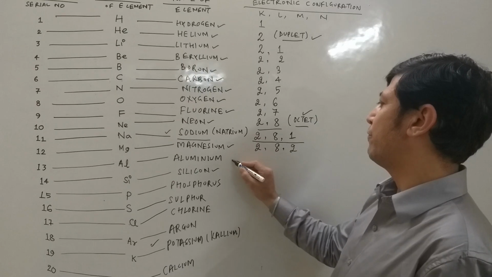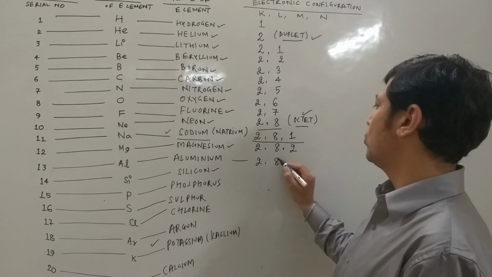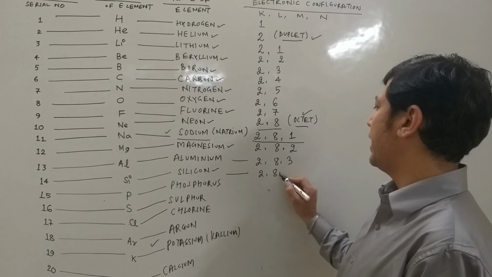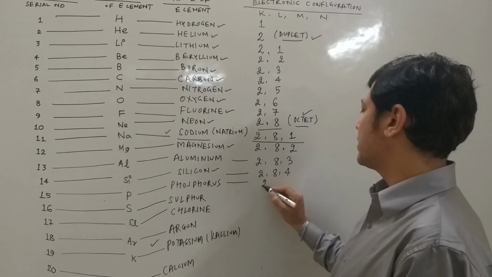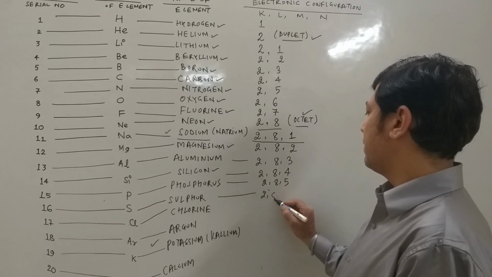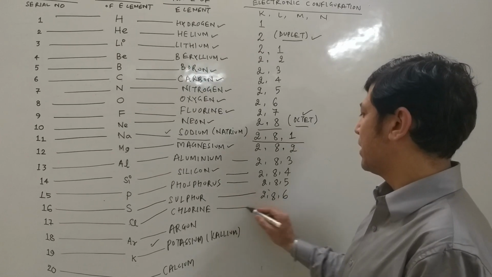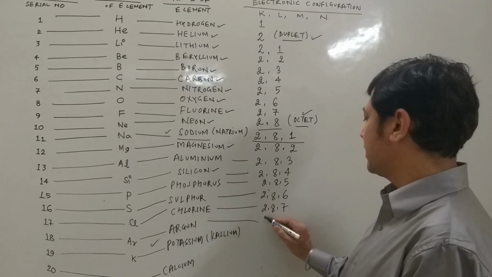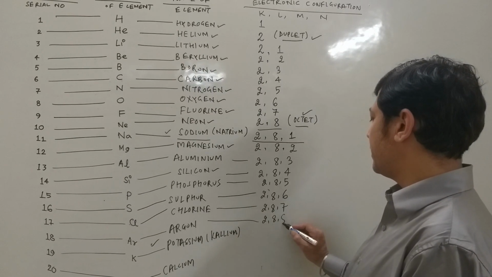Very right. What will be for aluminium? It will be 2, 8, 3. Good. Silicon, it will be 2, 8, 4. Phosphorus 2, 8, 5. Sulfur, it will be 2, 8, 6. Chlorine, it will be 2, 8, 7. Argon, it will be 2, 8, 8.